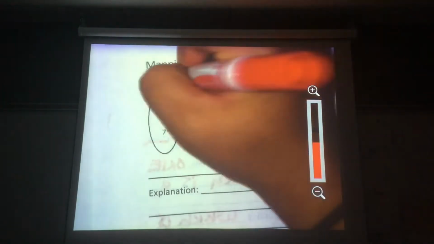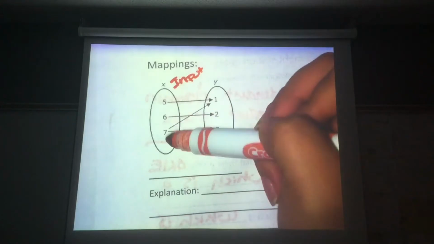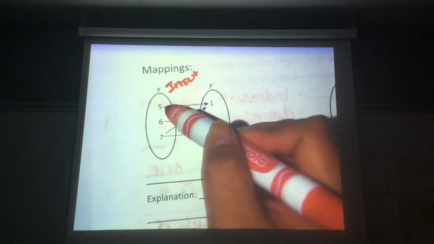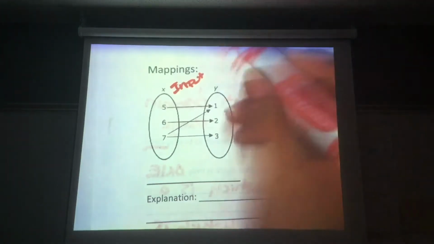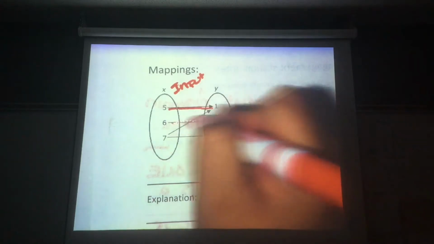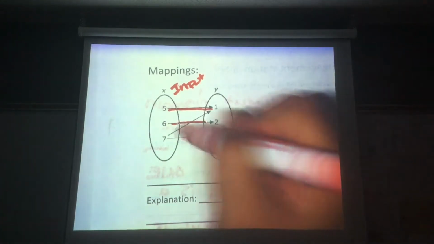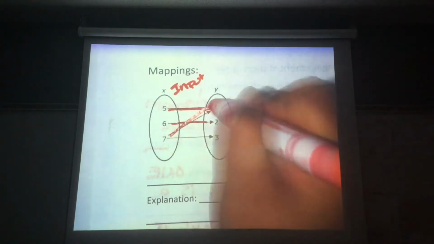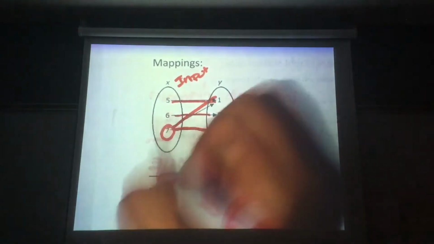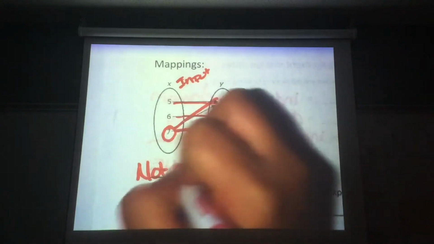So x, of course, is my input. So I want each one of these inputs to only have one output. So that means that it can only have one line leaving it. So 5 has the output of 1 and just 1. 6 has the output of 2 and only 2. 7 has the output of both 1 and 3. So 7 has two outputs. Therefore, this is not a function.